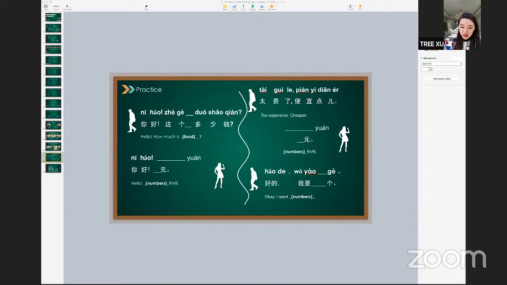Oh, this one is hard. 40, it's more like a tongue twister, right? 40元. Then 好的. Can you repeat that? 40元。太棒了。And then the last sentence. 好的。我要一个。一个。So can we do conversations now?